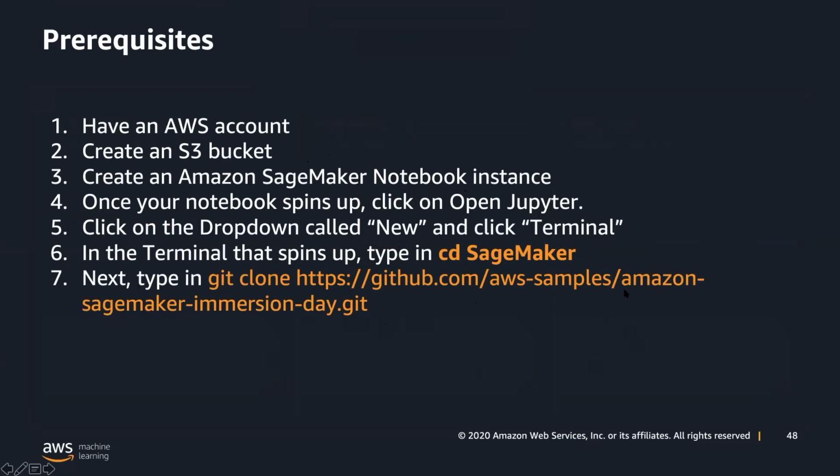It's the AWS samples, the SageMaker Immersion Days Git repo. So whenever your SageMaker notebook instance spins up, you want to open up a terminal, and in that terminal, type in cd SageMaker and then clone this repo here, and that will get us started. But also, if there are any questions, I'm happy to take questions as well.